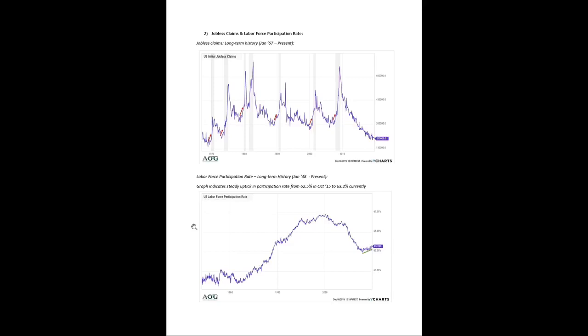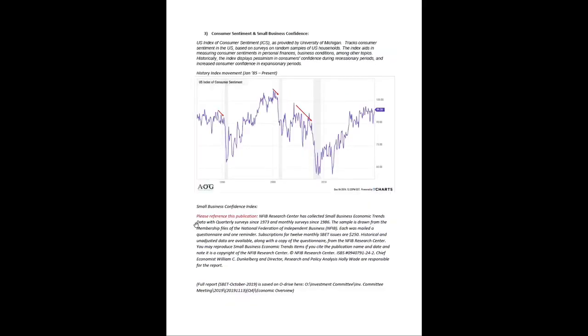Chart 2 shows a very low rate of jobless claims and a very healthy labor force participation rate. In previous recessions and corrections, both of these measurements were moving in unhealthy directions. Chart 3 shows both consumer confidence and small business confidence in very healthy territory.